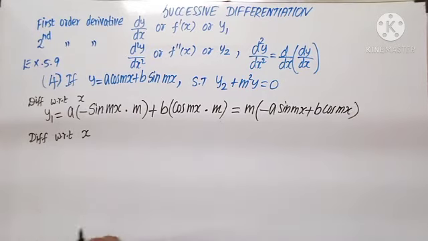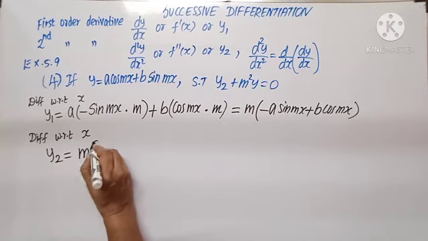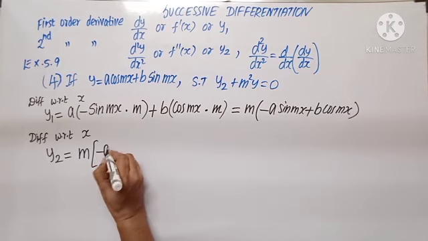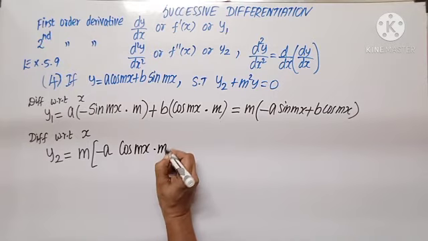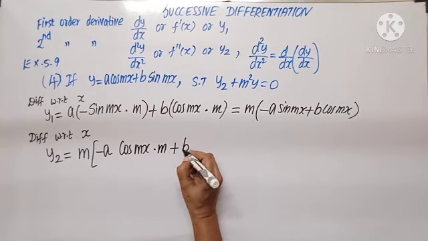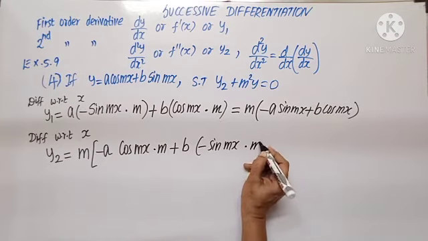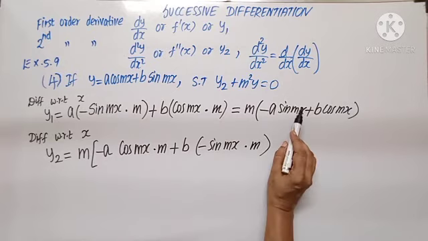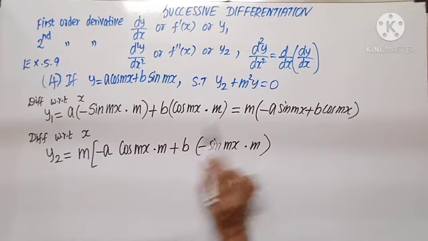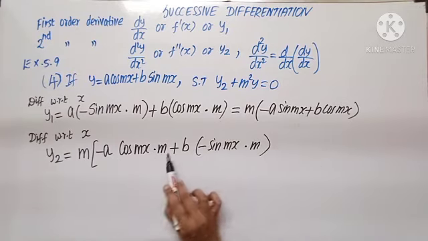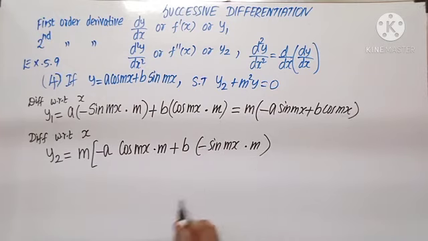Let us differentiate again. y1 becomes y2. Keep m as it is. Minus a as it is. Sin mx will become cos mx into m, plus b cos mx will become minus sin mx into m. Remember, whenever mx is coming, after applying the formula, put m. So sin becomes cos because of mx into m, cos becomes minus sine because of mx, put m.